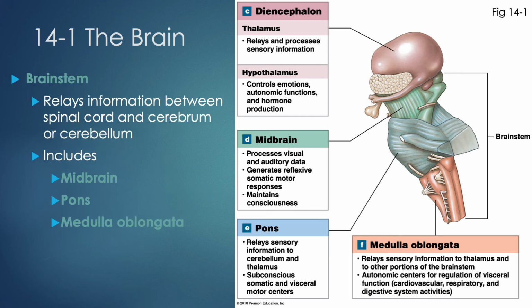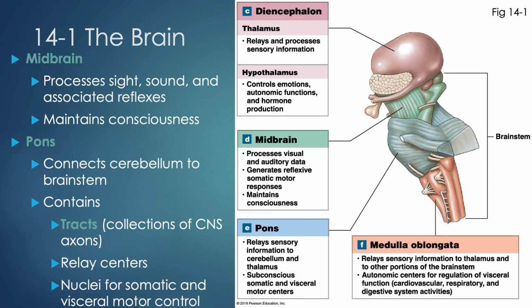Proceeding inferiorly, we have the brainstem. And the brainstem includes the midbrain, the pons, and the medulla oblongata, which if you ever watched Billy Madison, I'm sure everybody is saying it in a very specific voice in their head right now. But the brainstem is really important for relaying information between the spinal cord and up to the cerebrum or the cerebellum for processing.